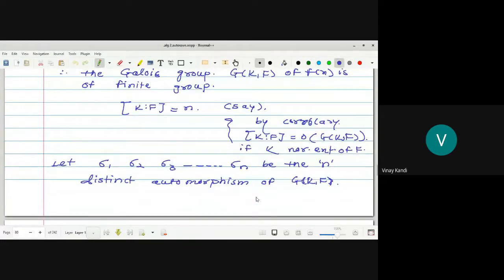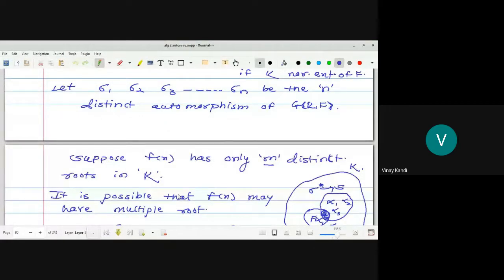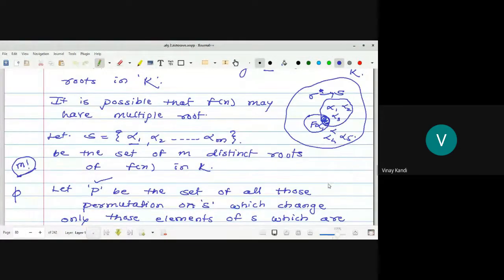And assume sigma 1, sigma 2, up to sigma n are the n distinct automorphisms of G(K,F). Now suppose f(x) has only m distinct roots in K. This is the field K. This is the set S, which contains alpha 1, alpha 2, all the m distinct roots, the set of all the roots of f(x). It is possible that f(x) may have multiple roots, but the set S contains only distinct roots. So S is equal to alpha 1, alpha 2, and so on up to alpha m, the set of m distinct roots of f(x) in K.